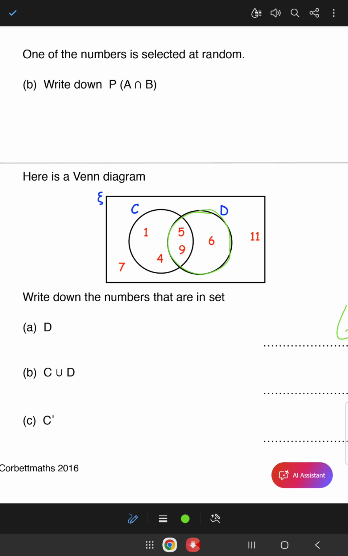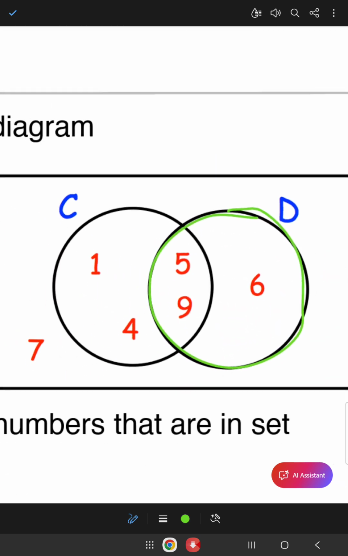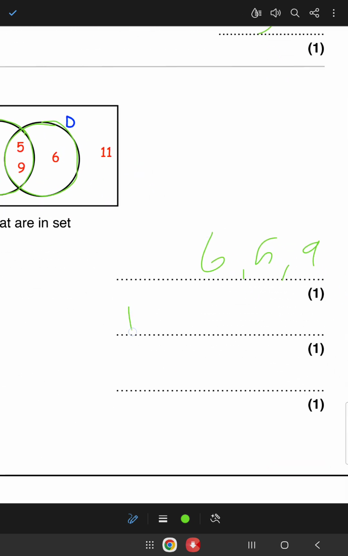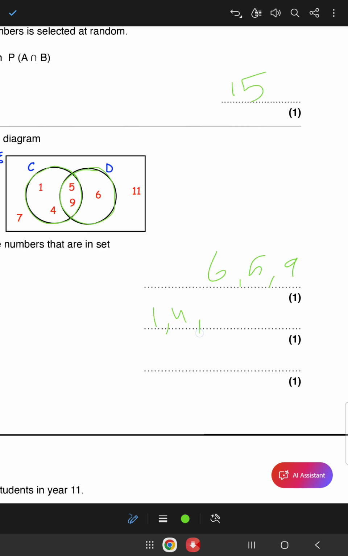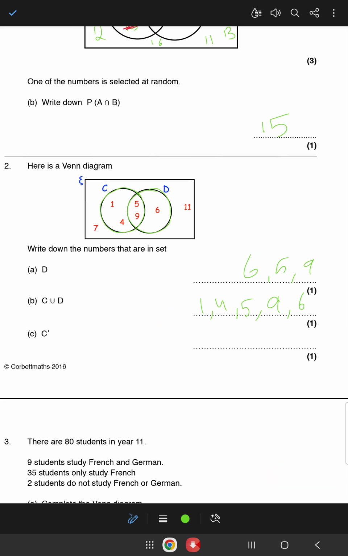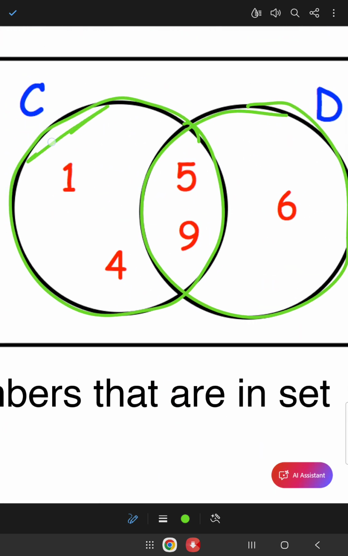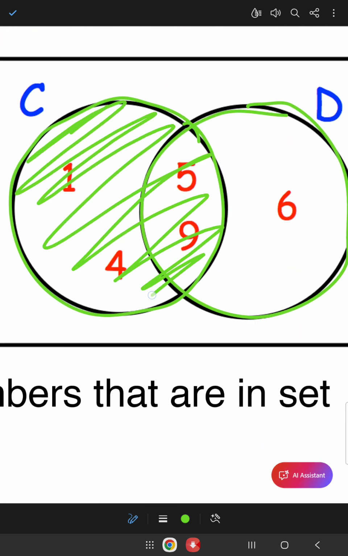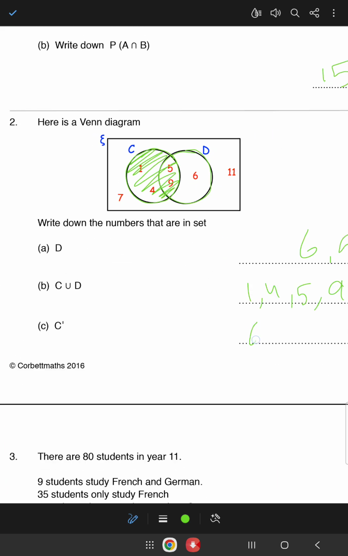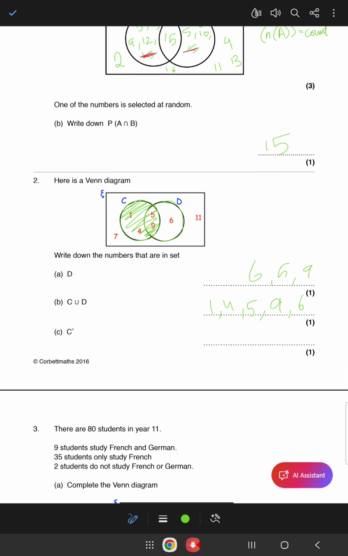C union D. So everything that's C and D combined, like this. So 1, 4, 5, 9, 6. C complementary, everything but C. So now, as I said, this whole circle is C, so we have to shade it. There you go. So now it leaves us with 6, 11, and 7.